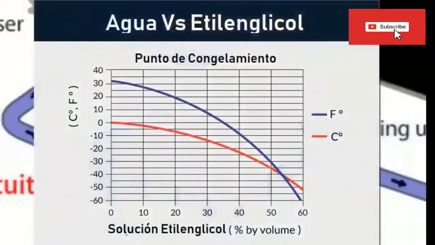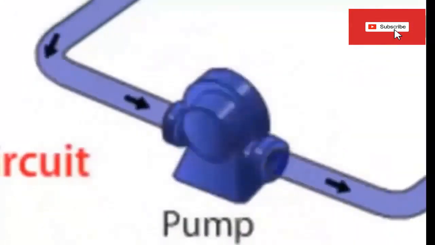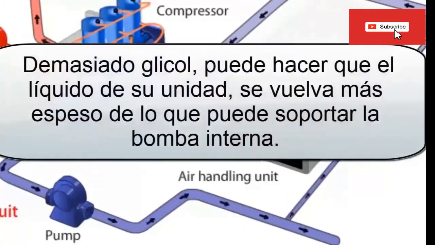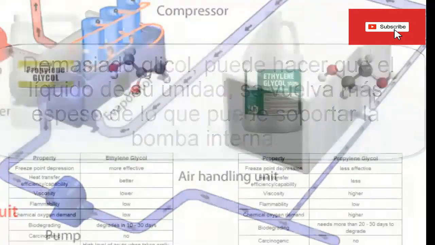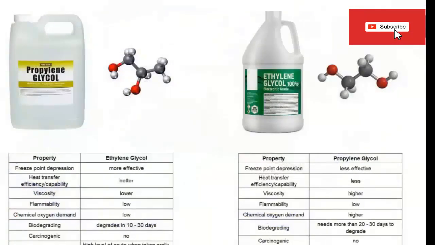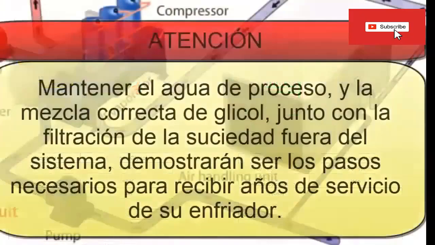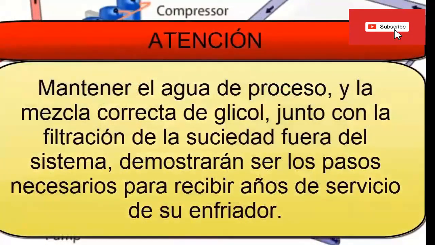14. Using a low concentration of glycol can cause bacteria to grow or freeze in the pipes, which will damage the internal pipes of your system. 15. Too much glycol can cause the fluid in your unit to become thicker than the internal pump can handle. 16. Concentrations above a certain threshold can even cause the freezing temperature of the liquid to rise. 17. Maintaining the correct process water and glycol mix, along with filtration of dirt out of the system, will prove to be the necessary steps to receive years of service from your chiller.